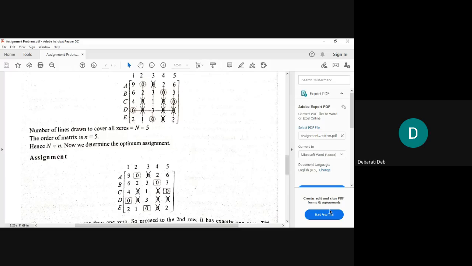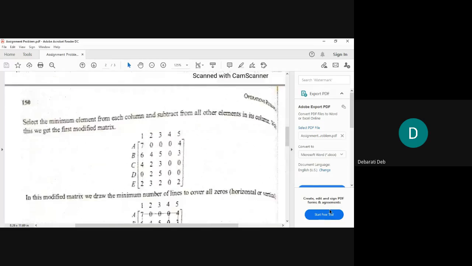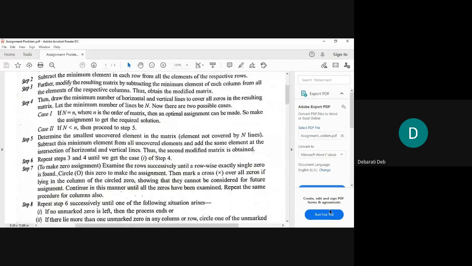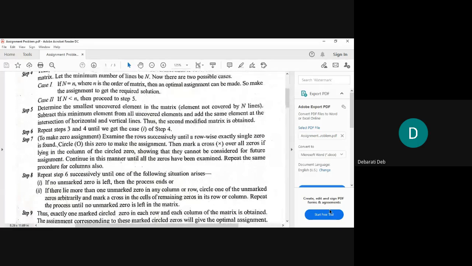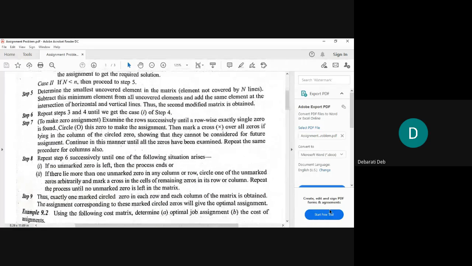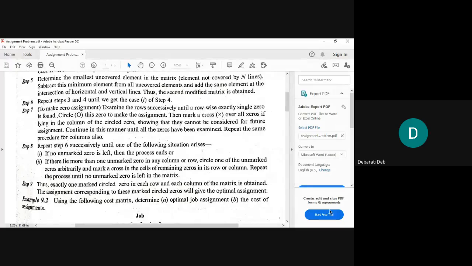Okay. Now listen to me very carefully. This is the final step: how to assign. In this regard, I would take you to the steps. Now see, step 7 is the assignment step. All right, how to make the assignment?